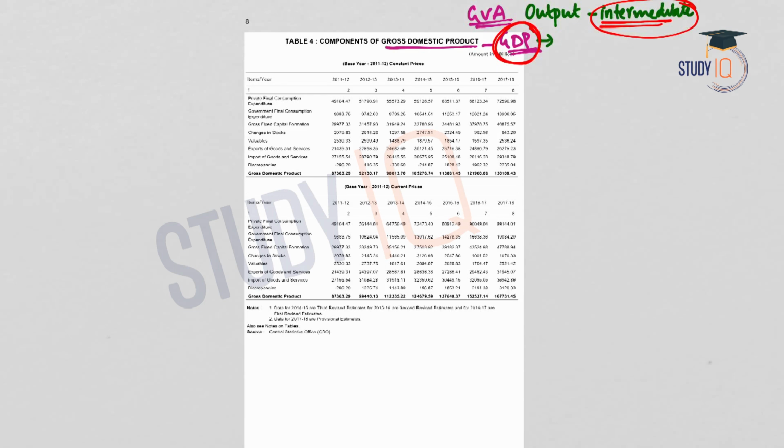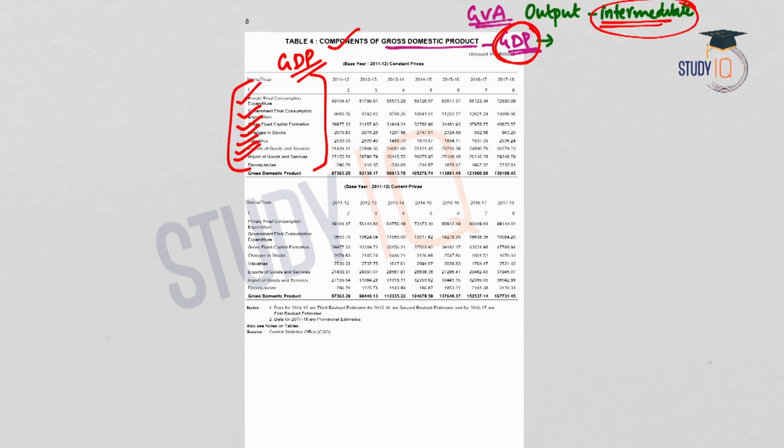Now we will see the components of GDP. The main components of GDP are private final consumption expenditure, government final consumption expenditure, gross fixed capital formation, changes in stocks, valuables, exports, imports. So these are all the important components of GDP. A sum of all these will give you the GDP or the gross domestic product of the economy.